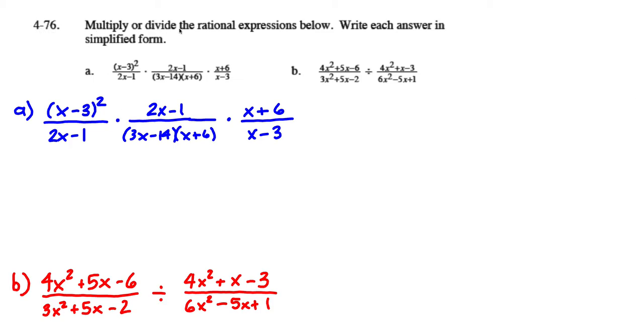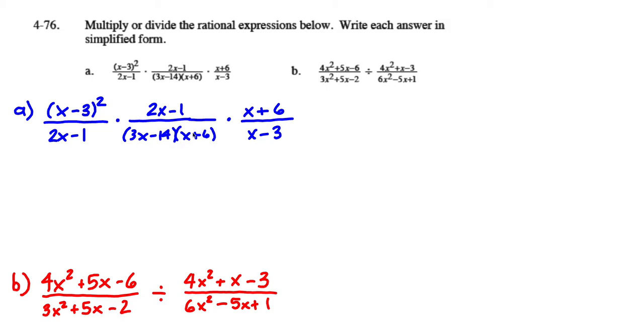476. Multiply or divide the rational expressions below. Write each answer in simplified form. Letter A. I've recopied it here. I have the quantity of x minus 3 squared over 2x minus 1, times our fraction of 2x minus 1 over the quantities of 3x minus 14 times the quantity of x plus 6. And then we have x plus 6 over x minus 3 being multiplied to all of that.